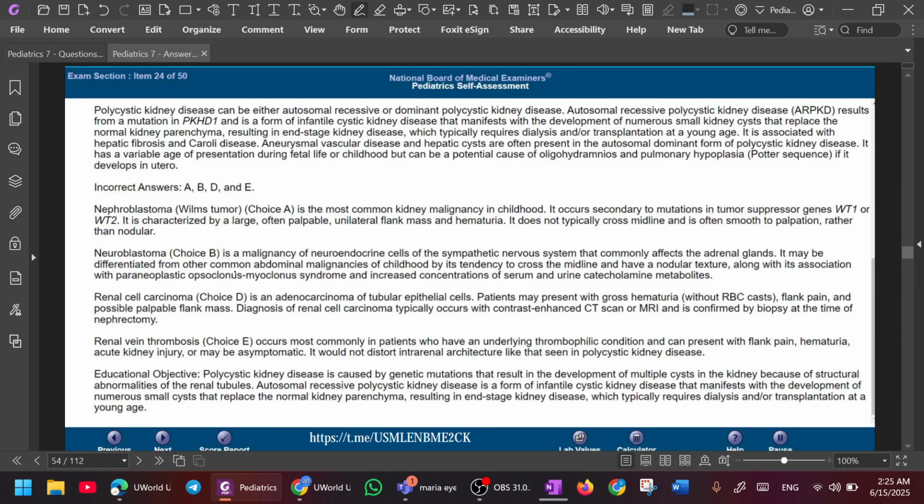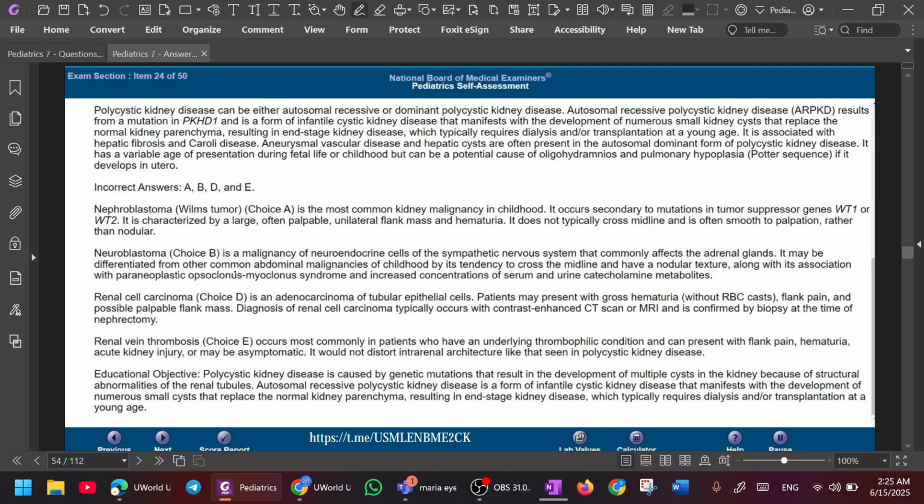Aneurysmal vascular disease and hepatic cysts are often present in autosomal dominant polycystic kidney disease. It has variable age of presentation during fetal life or childhood, but can be a potential cause of oligohydramnios or pulmonary hypoplasia if it develops in utero.